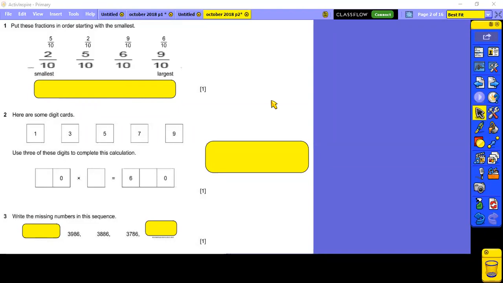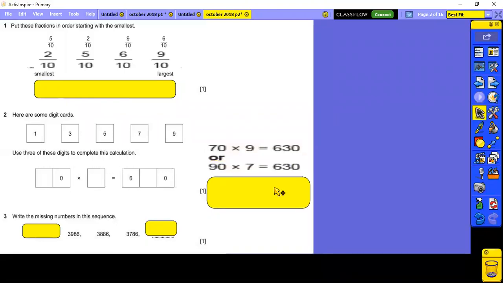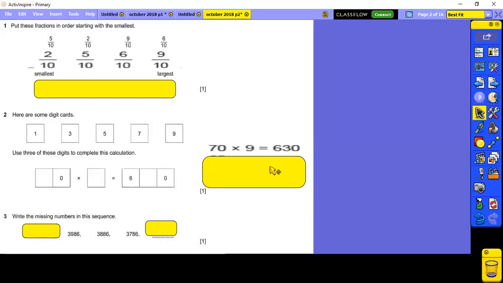Kareem, this is October 2018, paper 2. And what's the answer? Who did the answer of the second question? Yassine, you said 90 times 7. Good job, Yassine. Yes, this is the right answer. And there is another answer, which is 70 times 9. Very good, yes, Jumana. I understand that the 3 boxes, 793. Yes, you did the right answer, Jumana. Very good job, dear.